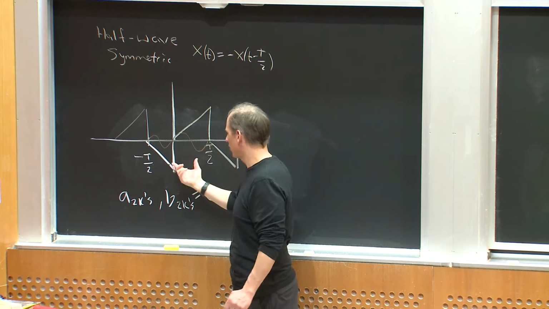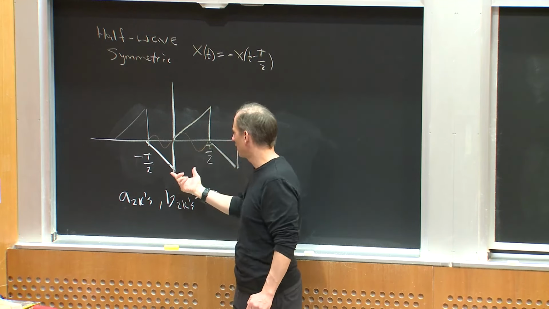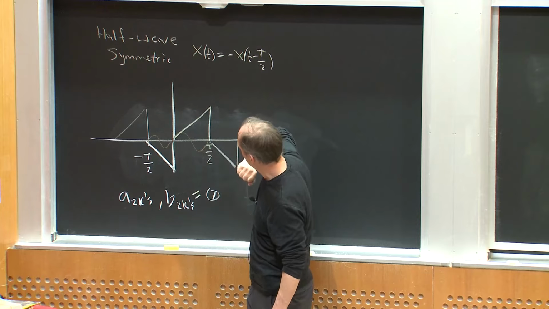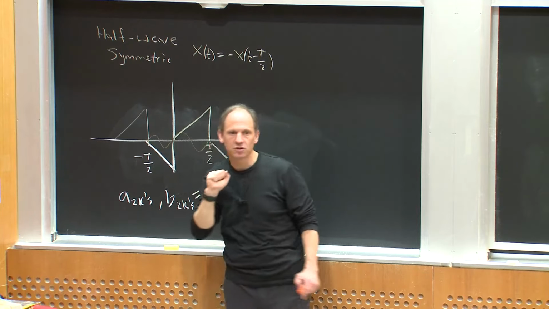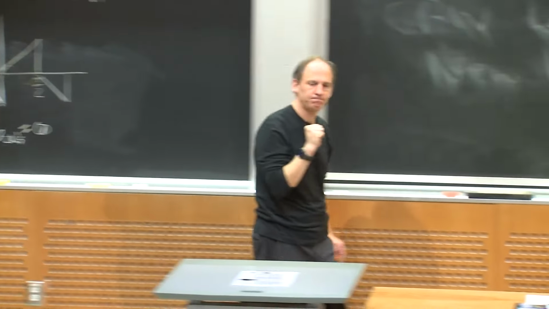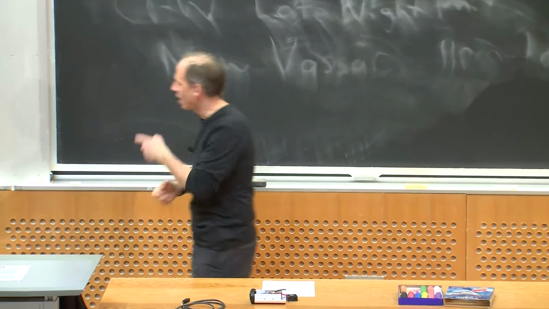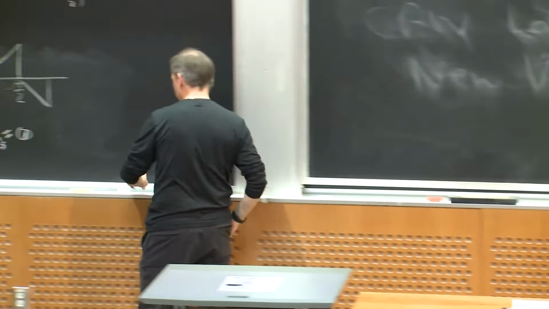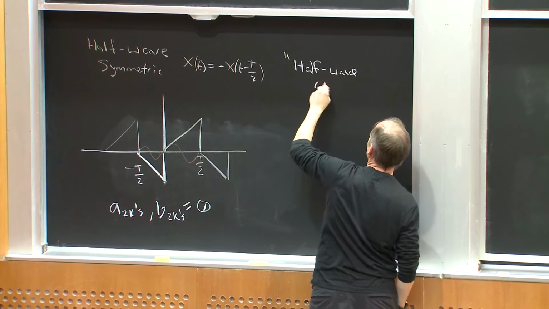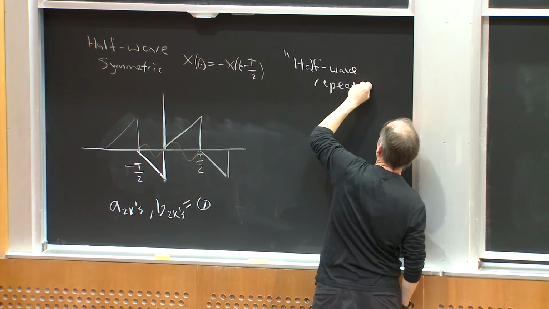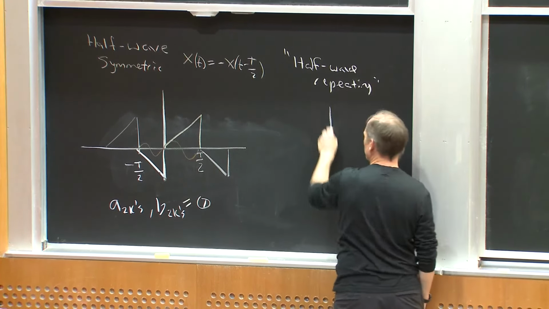Okay? The same thing would have been true had I had a cosine wave. Okay? So the point of being half-wave symmetric is that because of the orthogonality involved, all of the even terms are 0. Okay? So it has no even harmonic. Now the complement to this is something I would call half-wave repeating. Okay? And it looks like this.